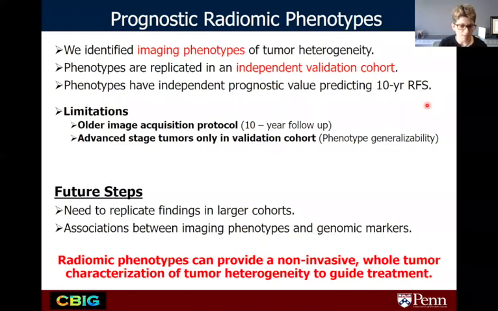So as a future step, we need to replicate the findings in larger cohorts and also look further at associations between the imaging phenotypes and genomic markers to start to get a little bit more interpretability about what these imaging phenotypes mean. And we're a little bit limited here because we want to do this with imaging because we want to augment information from biopsies, but at the same time, the genomic information and the histopathologic information that we have is acquired with these types of biopsies. So we're sort of correlating an imaging phenotype that relates to the entire volume with molecular or histopathologic information extracted from just one little part of the tumor.